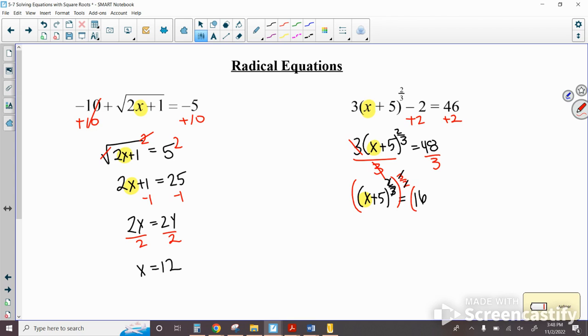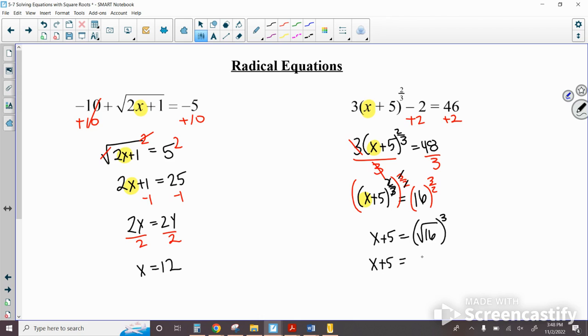I'm going to raise this 16 to the 3/2 power as well, because whatever you do to one side, you have to do to the other side. What we did here is we got rid of the exponents. So we have x plus 5 is equal to 16 to the 3/2 power. We learned recently that with rational exponents, the denominator is the type of root you're taking, and the numerator remains as the exponent. So it's the square root of 16 to the 3rd power. Now we're going to finish up by simplifying this side.